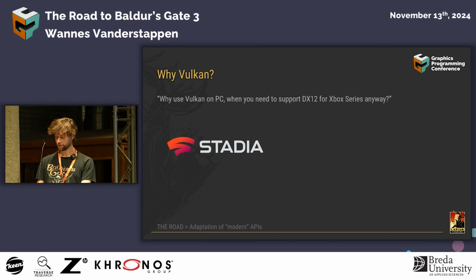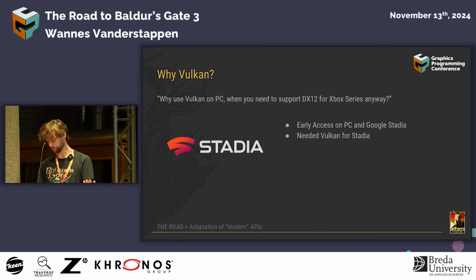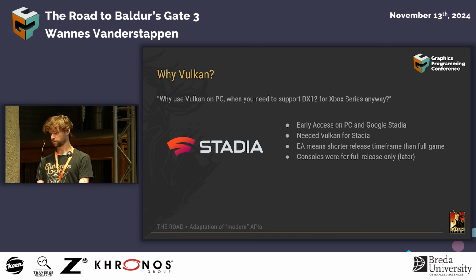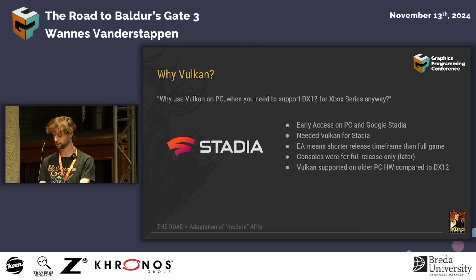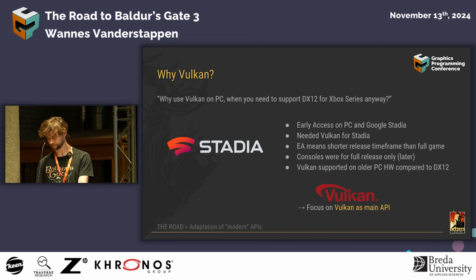As some of you may remember, Baldur's Gate shipped in early access on PC and Google Stadia. Google Stadia needed Vulkan. And because we shipped in early access, this also means a shorter release time frame. The consoles were only planned for full release. And also, Vulkan had a bit of a wider hardware support than DirectX 12. So we went for Vulkan as our main API.